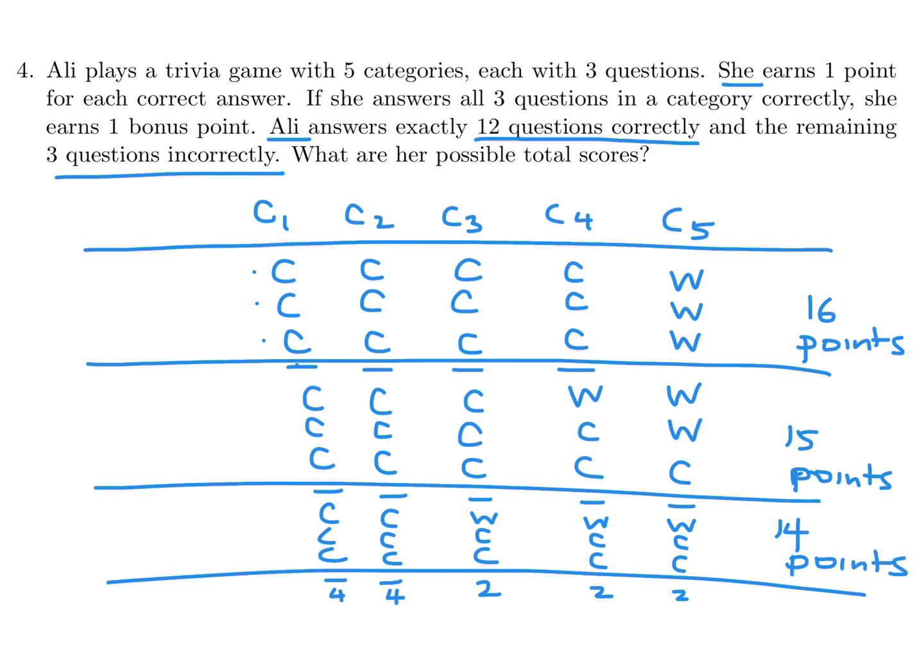And I believe that's it. So they are asking what are the possible scores. The possible scores are either 14 points, 15 points, or 16 points.